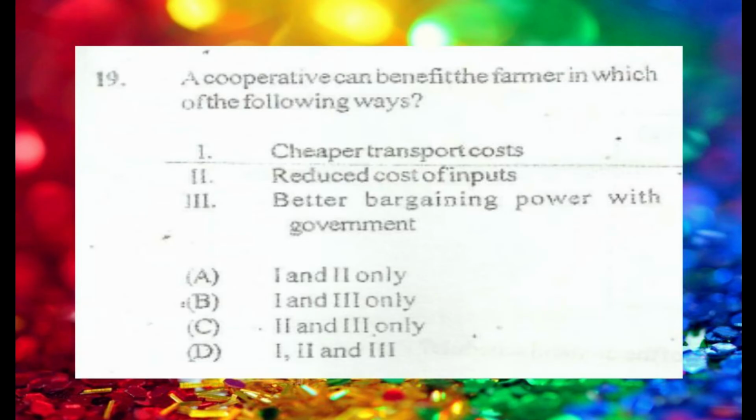Number 19. A cooperative can benefit the farmer in which of the following ways? 1. Cheaper transport cost. 2. Reduced cost of inputs. 3. Better bargaining power with government. A. 1 and 2 only. B. 1 and 3 only. C. 2 and 3 only. D. 1, 2 and 3. The answer is B. 1 and 3 only. They will not be able to reduce the cost of input since they don't control the input.